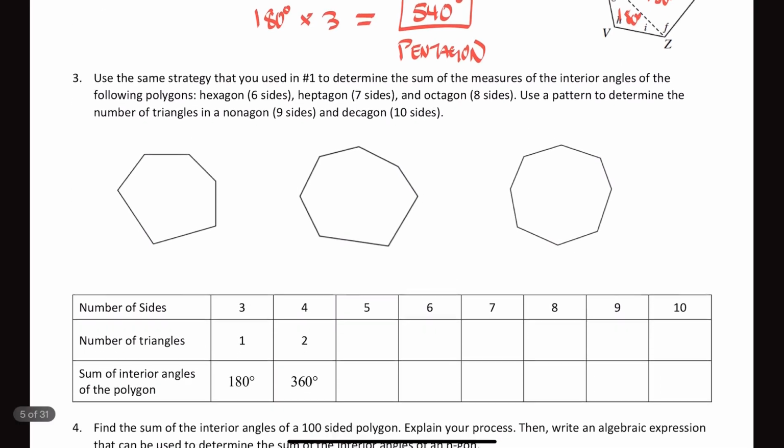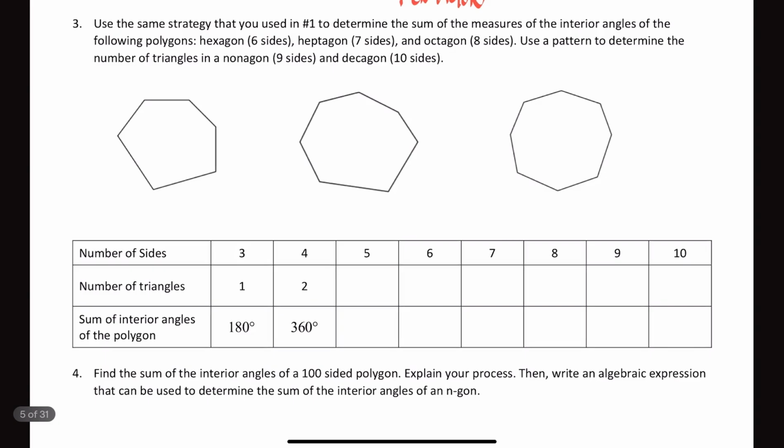We're going to go to number 3. It says, use the same strategy in number 1 to determine the sum of the measures of interior angles of the following polygons. Polygons, if you don't remember, are figures. We usually call them shapes, but they're figures that have at least 3 straight sides and angles. It's typically going to be like 5 or more, but we started out with triangles first, and now we're talking about different ones. What I want to do first is label what's in front of us so we can keep track.